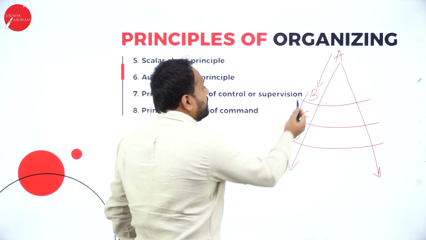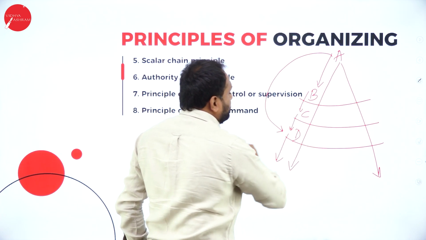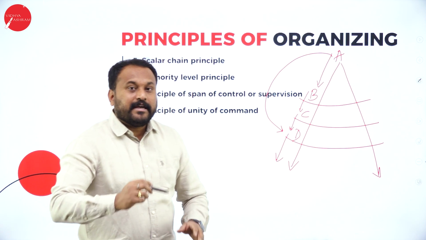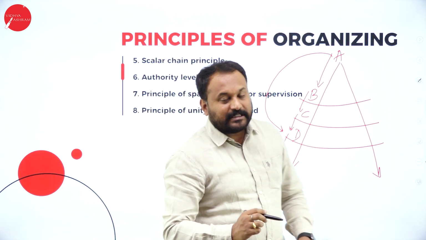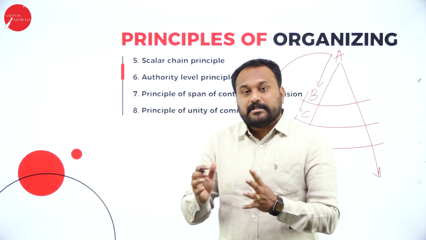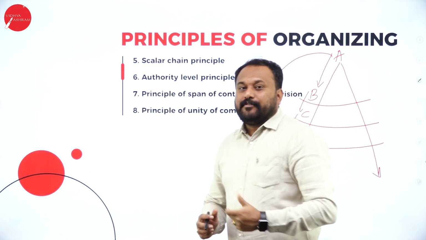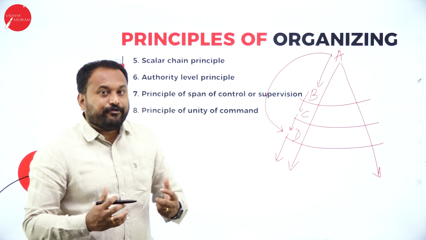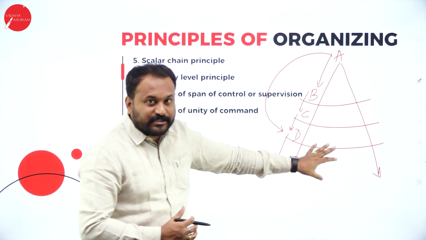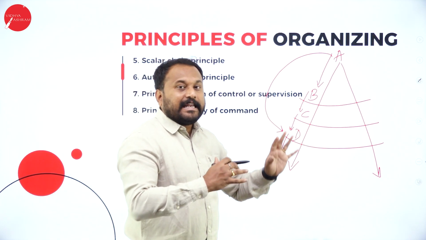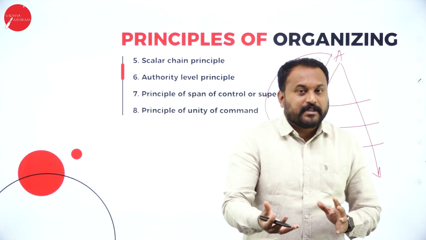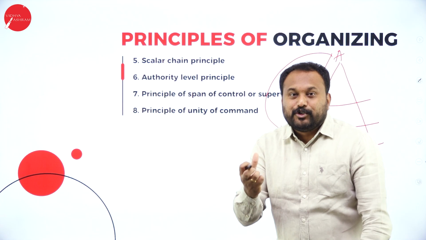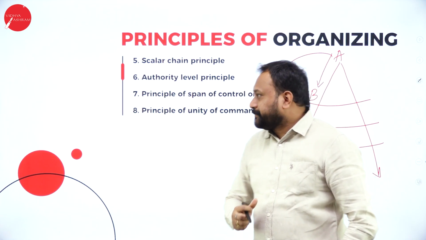So A will never communicate to D. He'll not bypass it. He'll always go with this. This is the reason it's a military concept. The scalar chain is what? A military concept. There is a small flexibility in scalar chain that is called gangplank. That is where only in case of emergency, the scalar chain will be void and they will use gangplank so that they can actually use the opportunity very good.